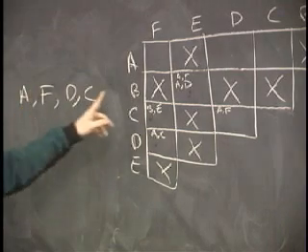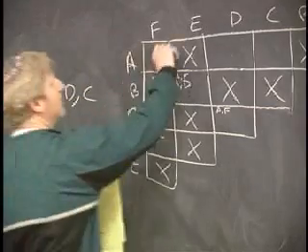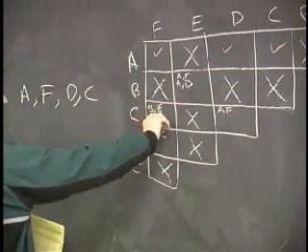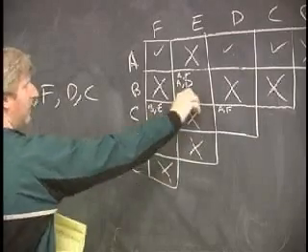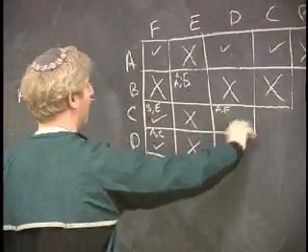So there we have AF, DC, all indistinguishable. We've checked this one, we've checked this one, we've checked this one. How about this one? Yes. Checked it. Yes. Checked it. We haven't done this one yet. Have we done this one? Yeah.